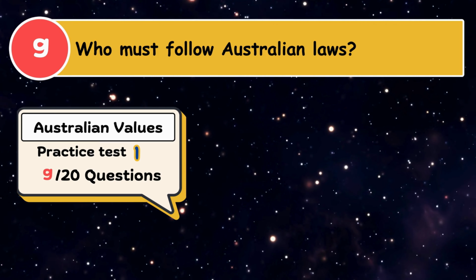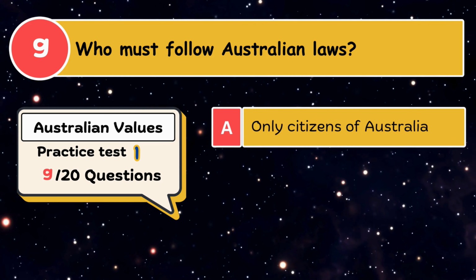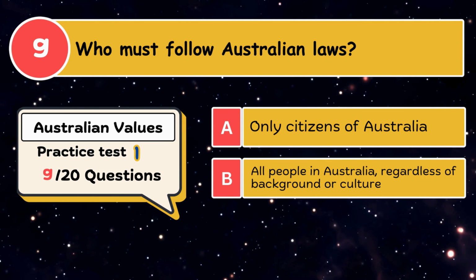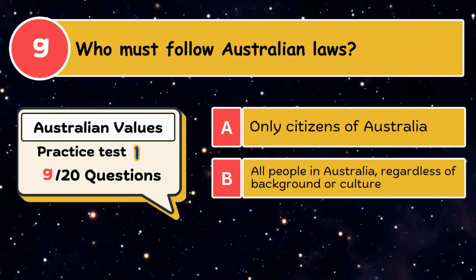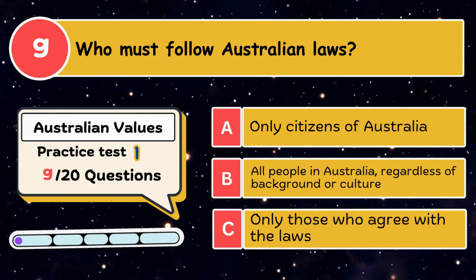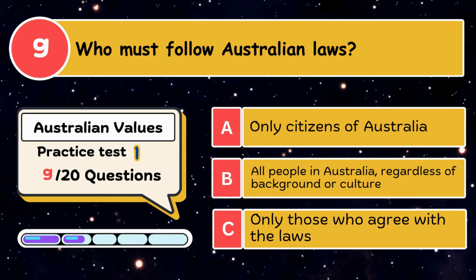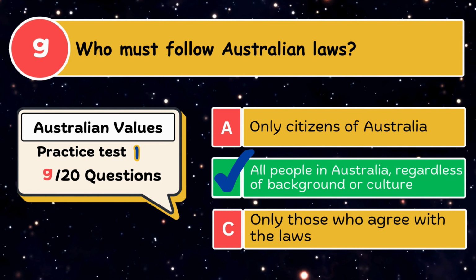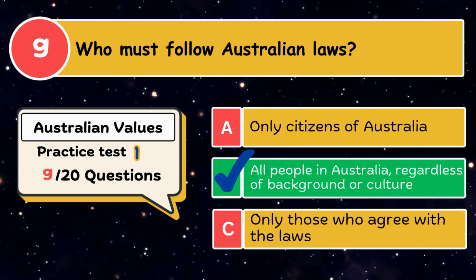Who must follow Australian laws? A. Only citizens of Australia. B. All people in Australia, regardless of background or culture. C. Only those who agree with the laws. The correct answer is all people in Australia, regardless of background or culture.